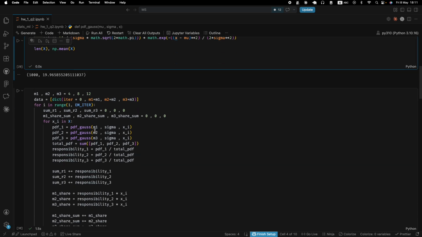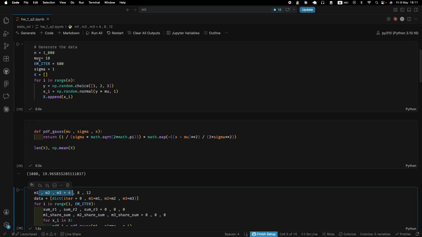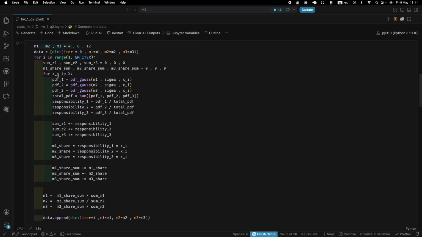It's really easy. Okay, now we guess M1, M2, and M3. This was just an initial guess. Know that this M1, M2, and M3 are not our actual mu. And then what I did was run the EM iteration 600 times, the number of EM iterations. And for each one, we calculate the sum of all the responsibilities and the values for the new M1, M2, and M3.